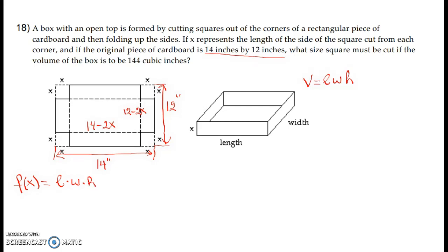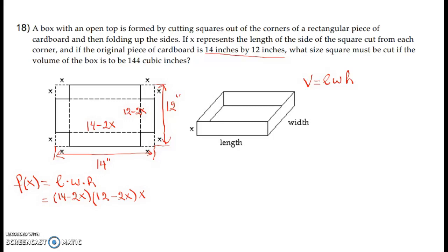Let's replace each of these values with its equivalents. The length of my box, this edge right here, is equal to this edge over here. So we have 14 minus 2x. The width of the box is equivalent to this edge. We have 12 minus 2x. And then the height of the box is equal to the length of that square that we're looking for. It is equal to x. I am looking for the value of x when the volume is equal to 144.